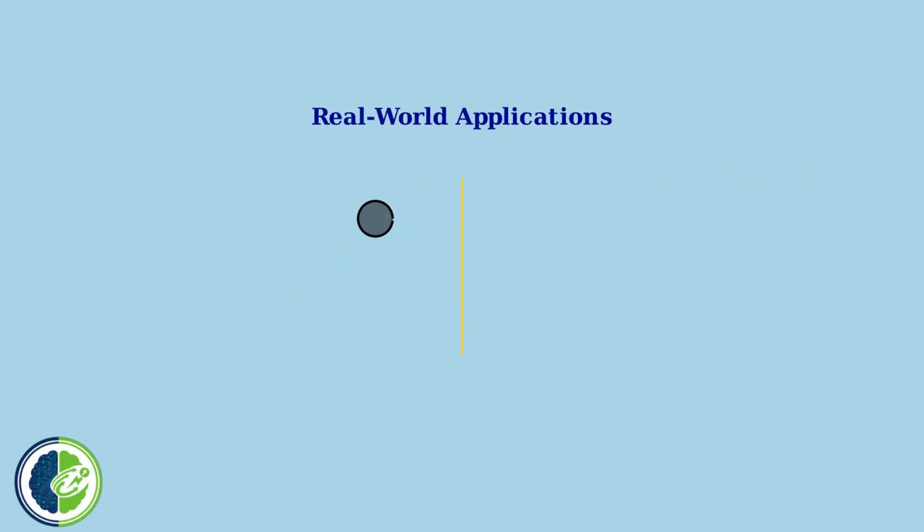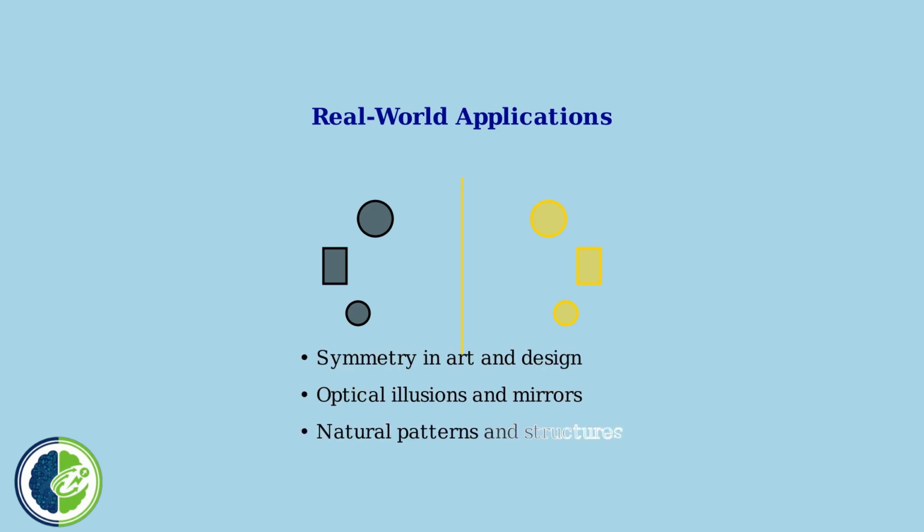Reflections have many real-world applications. They create symmetry in art, architecture, and design, making objects visually pleasing and balanced. Reflections also create optical illusions and are fundamental in understanding how mirrors work. They help us analyze symmetry in nature, from butterfly wings to flower petals.